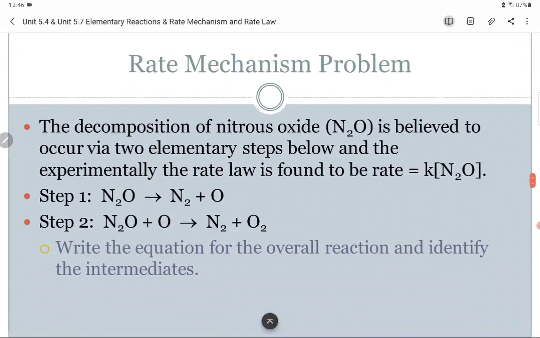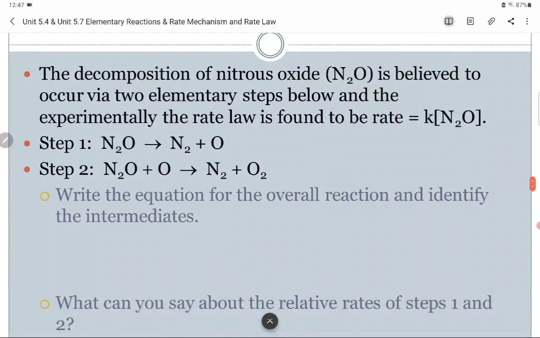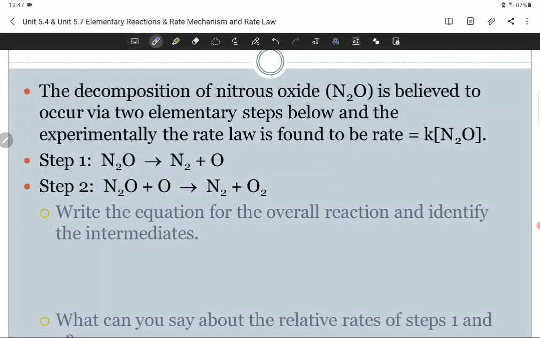Okay, so this would be a typical question that would deal with a rate mechanism. So let's see what we got here. We have a rate law that's already been given to us. It doesn't state how that rate law had been determined. That's not important. It's already also been told to us that this reaction happens in 2 steps. So I'm looking at step 1 here: N2O goes to N2 plus O, the atom O. And then in step 2, N2O combines with O to make N2 plus O2. Let's look at some, this nowhere in here, well actually it does.